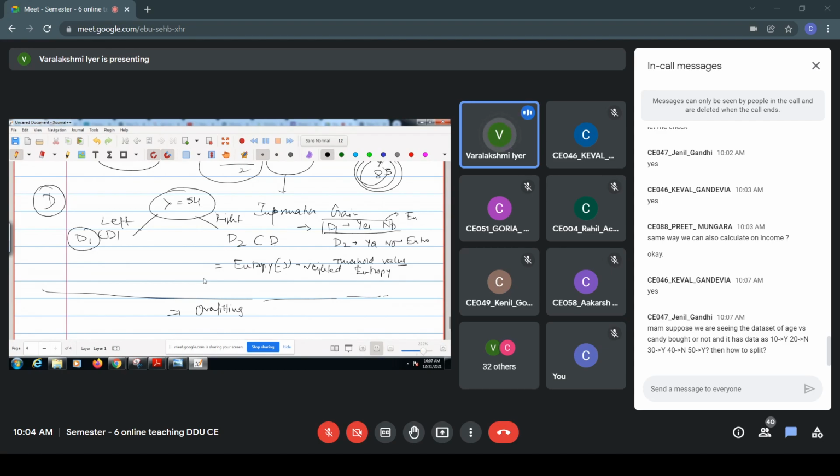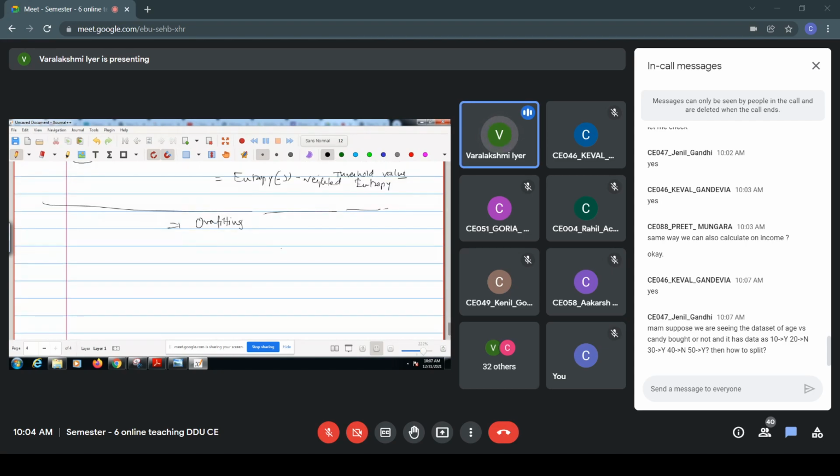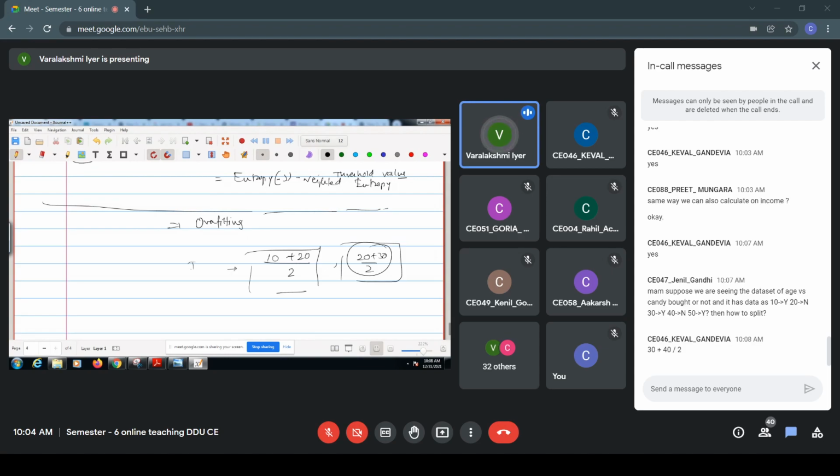Okay, then how to split? Yes, you have to consider all the cases. So for example, how many splits will be there? 10 plus 20 by 2, then next will be, yes, you have to consider all the cases. In this particular case, you have to consider all the splits, and then you have to perform the split, and whichever gives you the best information gain, that you have to consider.